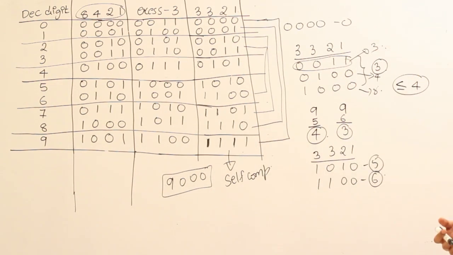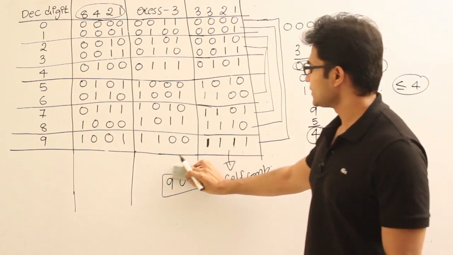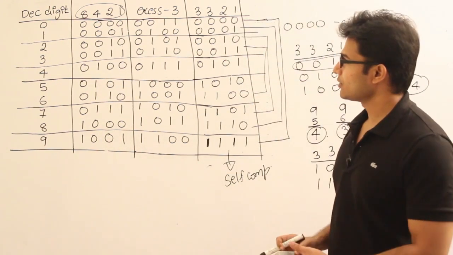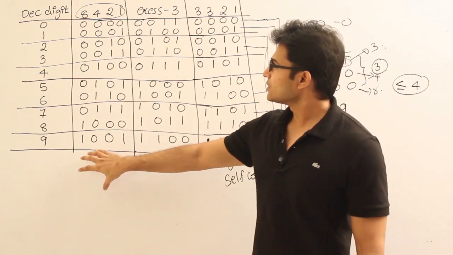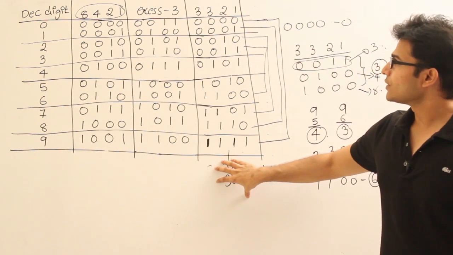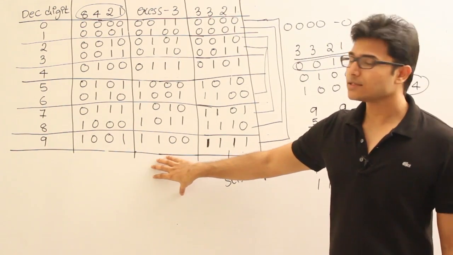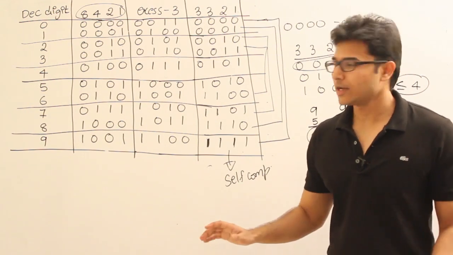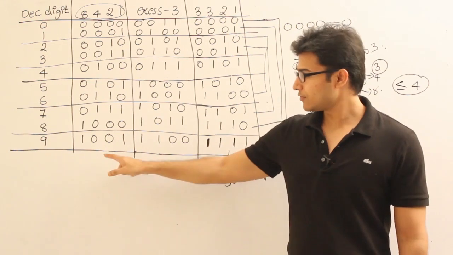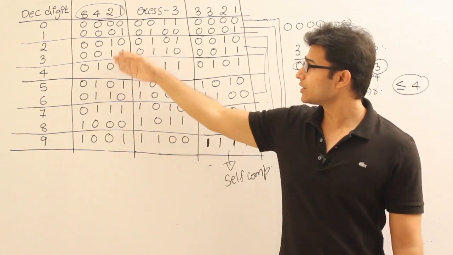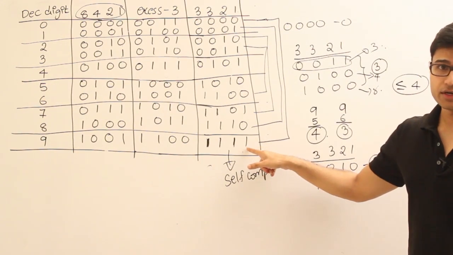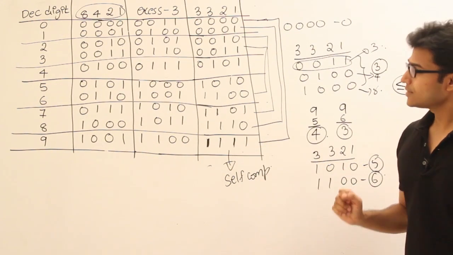Now if you observe XS3, check if it is self-complementing or not. One more thing: the invalid combinations in 8421, in 3321, or in XS3 may not be the same. For example, 1111 is invalid in 8421 because 1111 represents 15 there, so we are not using it. But 1111 is used here.